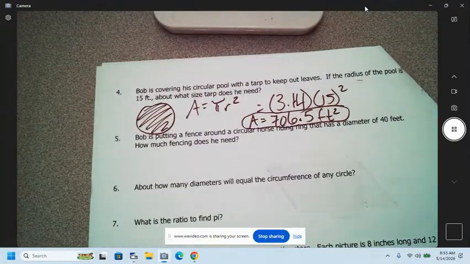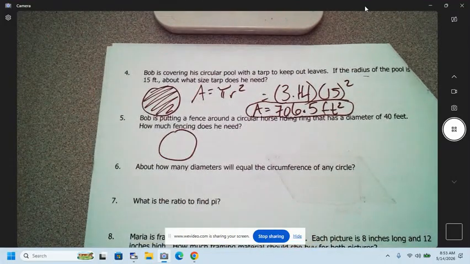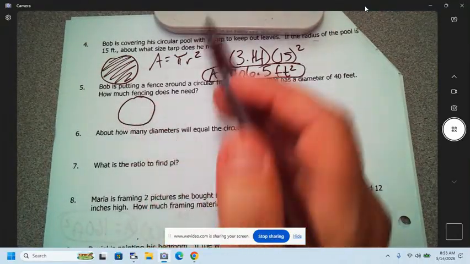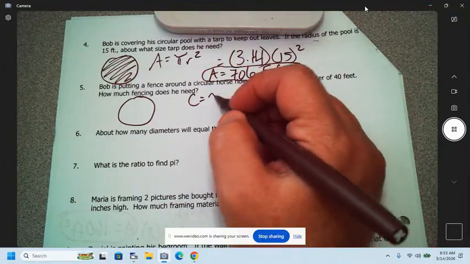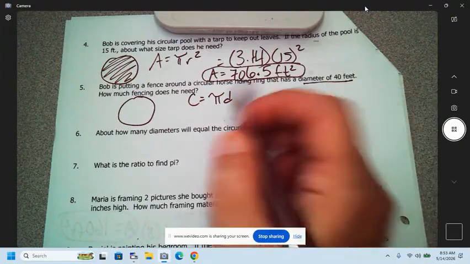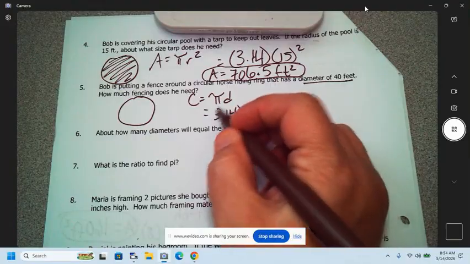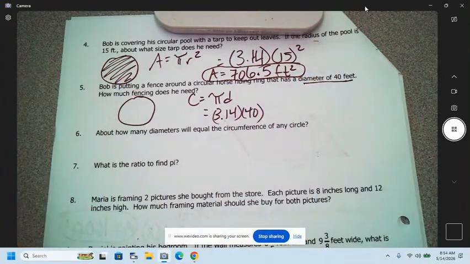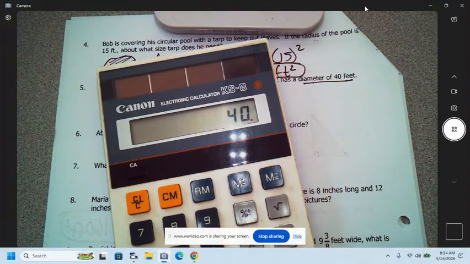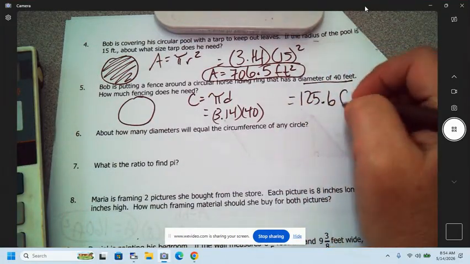Good. All right, Bob's putting up a fence around, again, a circular horse pen. I always draw it just because it gives me a visual of what I'm doing. So if I'm going to put a fence up around this, that's called circumference. The circumference formula is pi times the diameter, and they gave me the diameter, so that's a good formula to use. You could also use 2 times pi times radius. You'll get the same answer. The answer is about 94.6 feet.